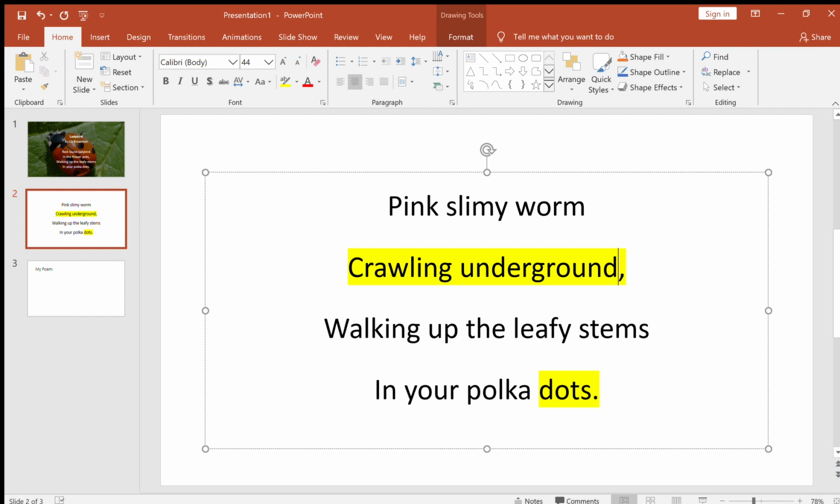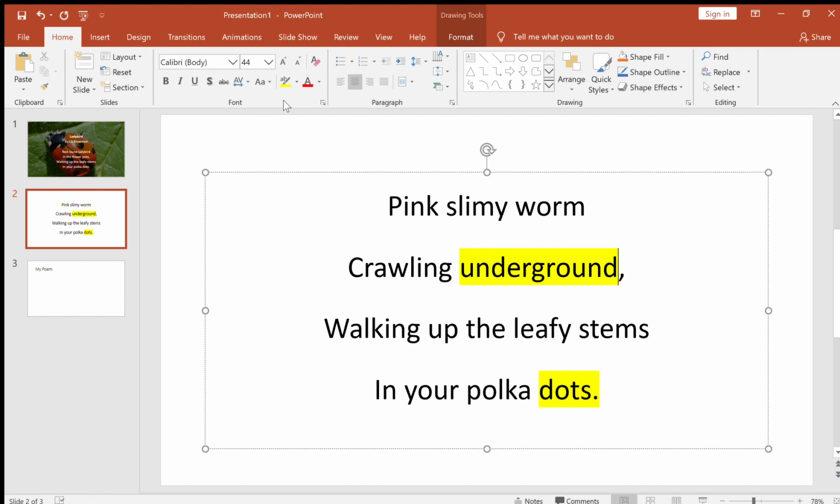Right, so I'm going to change this line to crawling underground, because you don't usually find worms in flower pots, do you? Not usually. Unhighlight that now. Now remember, my last word now is underground. So I'll have to think of a word later on that rhymes with underground.